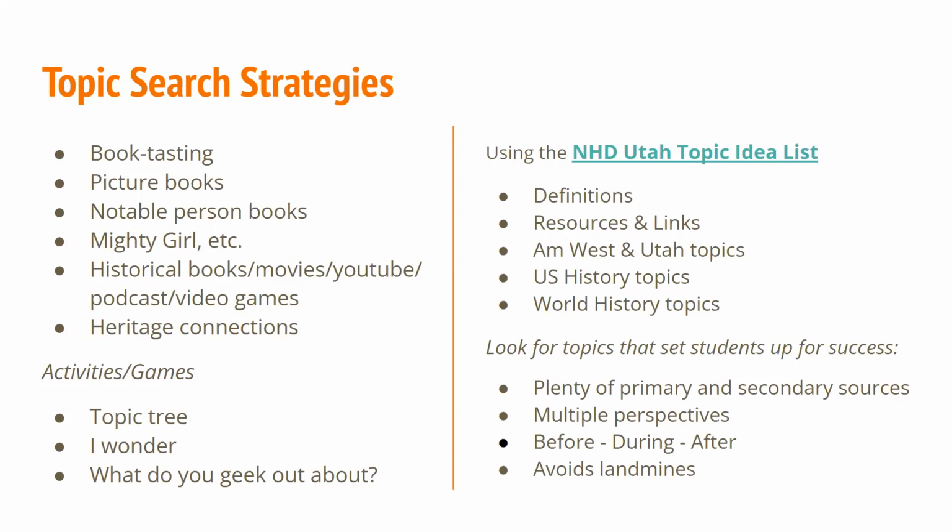Looking at compilations from organizations like A Mighty Girl can lead kids onto topics that will be interesting to them, springboarding off of historical things that they're interested in. If there's a book that they've read that they really loved, a movie, or somebody they follow on YouTube, or a podcaster, or honestly video games, any of those can springboard into a good topic that will keep their interest. Heritage connections are also a really common source of topic ideas.